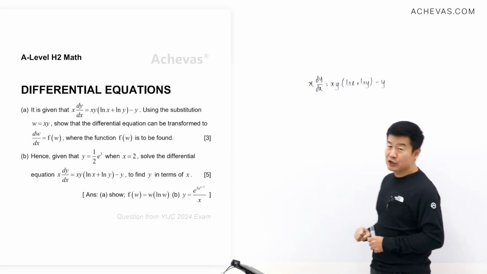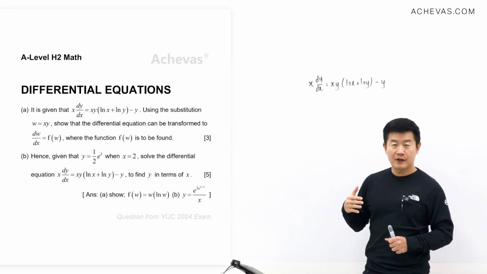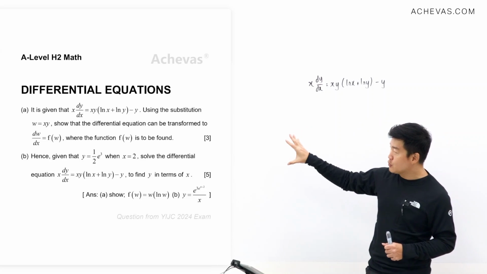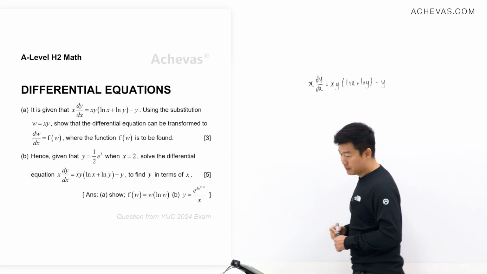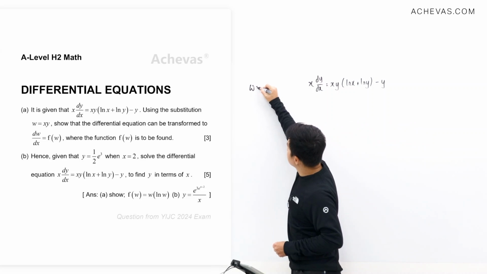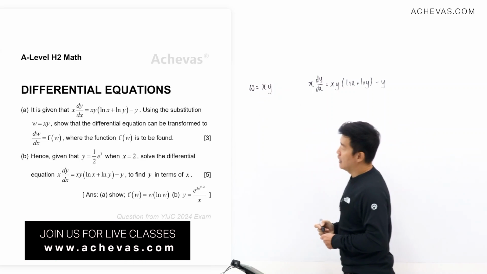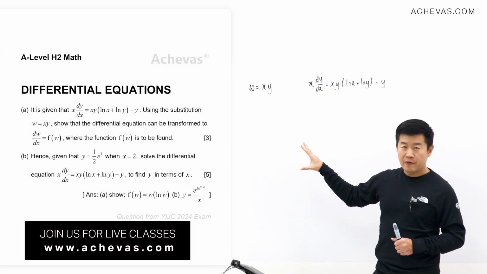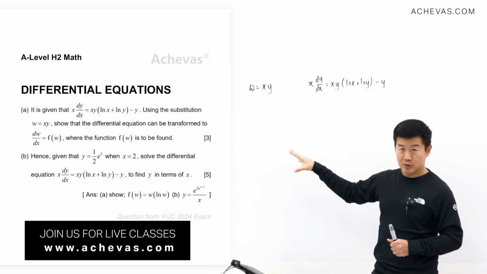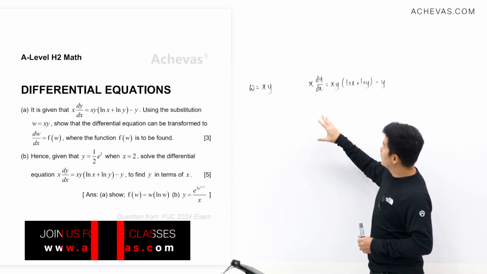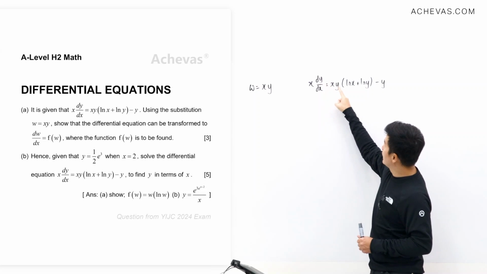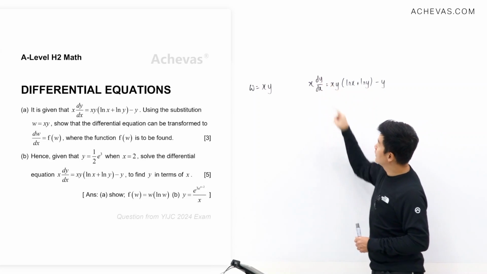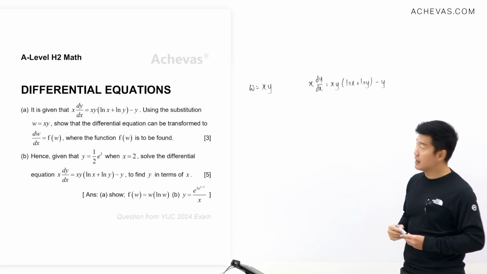We have here a differential equation, and our objective first is to try to transform this differential equation into a new differential equation by making use of the substitution w is equal to x times y. If we were to take a look at the new differential equation, it consists of x and w, which means that we are going to try to substitute and replace all the y's in this differential equation. So let's do that by first finding a way to substitute dy dx.